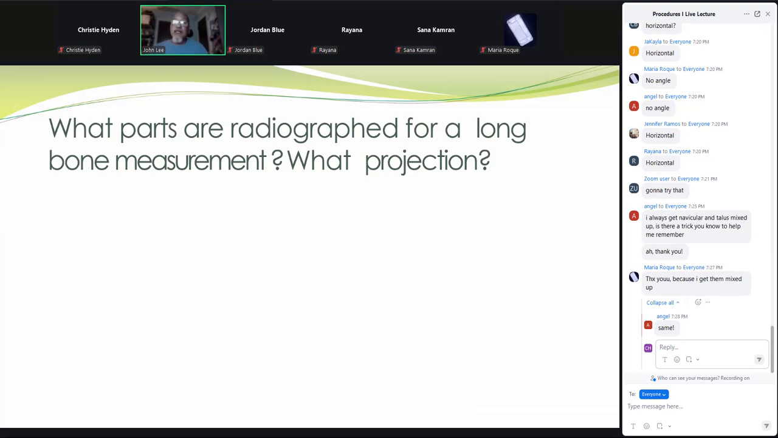Bone measurement. This is one of those special ones. It doesn't matter what your facility does. For long bone measurement, we want an AP hip, an AP knee, and an AP ankle.